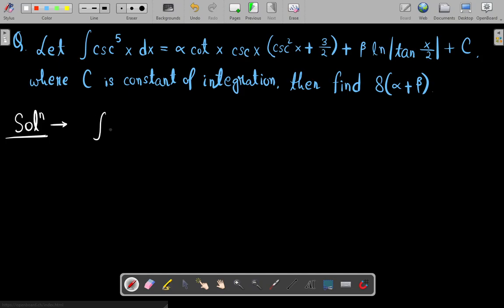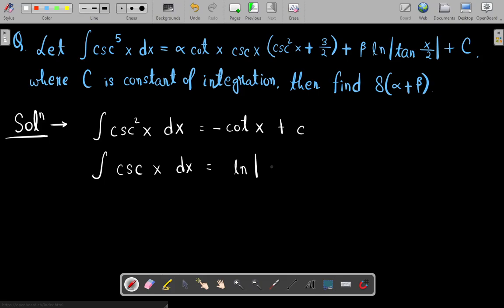The first is the integration of cosec square x dx. This is nothing but minus cot x plus c. The other one that we will use is the integration of cosec x dx. There are a few formulas which are similar to one another, but since we have log of mod tan x by 2, we are going to use the integration of cosec x dx as ln mod tan x by 2 plus c. These are the two formulas that we will require while solving this.